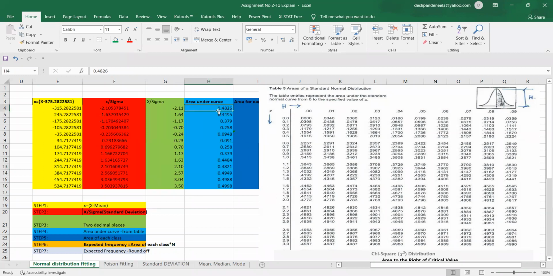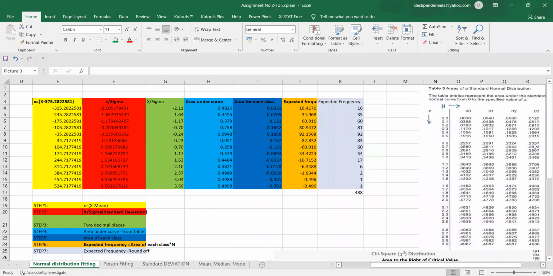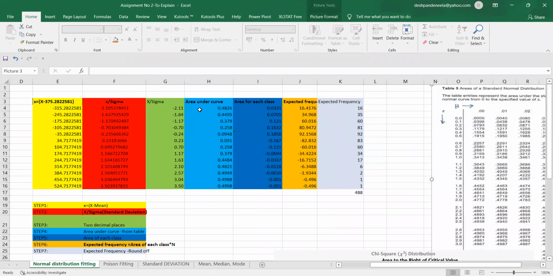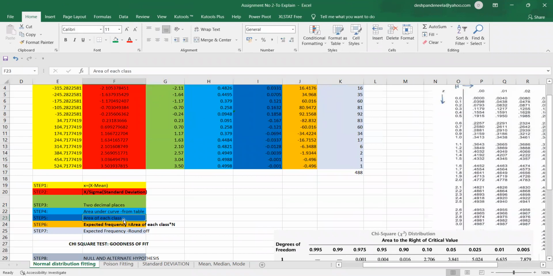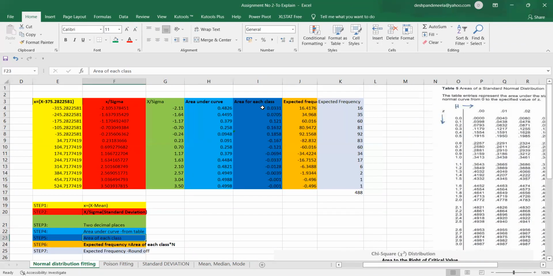Now this calculation means you have to enter these values over here. Okay. Now keep this away for the time being. Now this is the area under the curve. Okay. Now my next step talks about area of each class. Area of each class. So how to do that? You have to add up, or you have to subtract, the area under the curve for the first interval and the second interval.